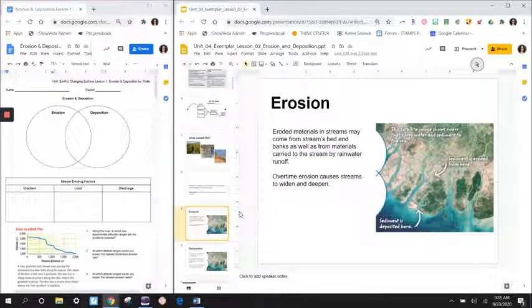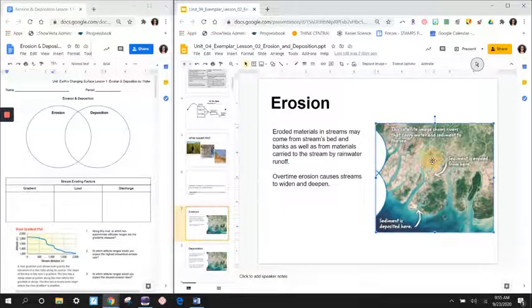So here's erosion in more detail. Eroded material in streams specifically may come from a stream's bed and the banks, as well as the material carried into the stream by rainwater runoff. Over time, erosion can cause a stream to widen and deepen. So here's a picture of that erosion by streams.